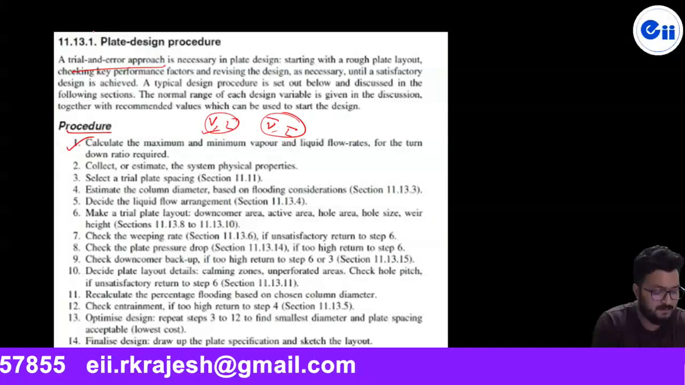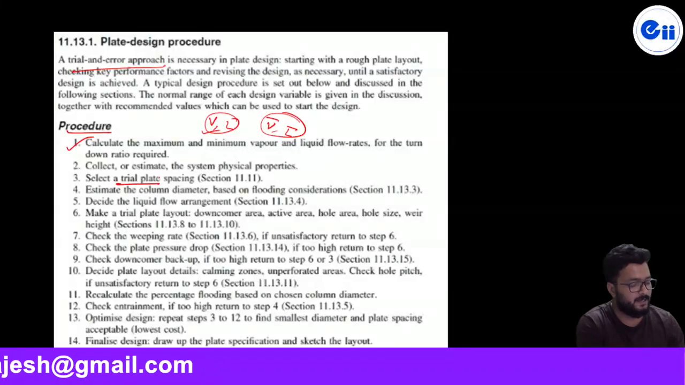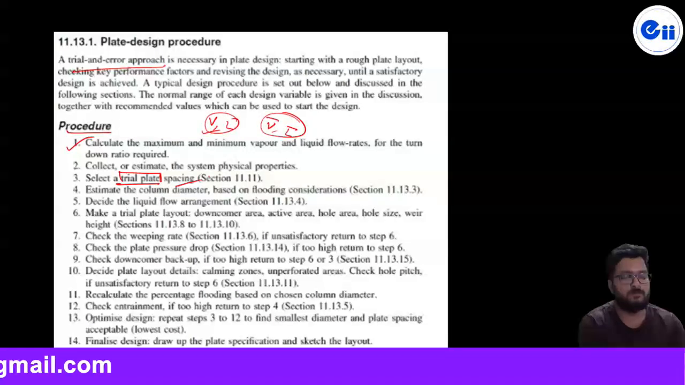Third step is select a trial plate spacing. So here we are going to assume a trial. Trial means it is an assumption. We are going to assume the spacing of the plate.